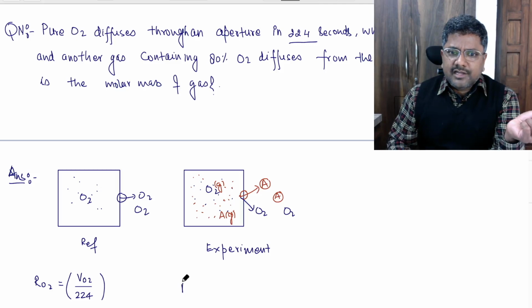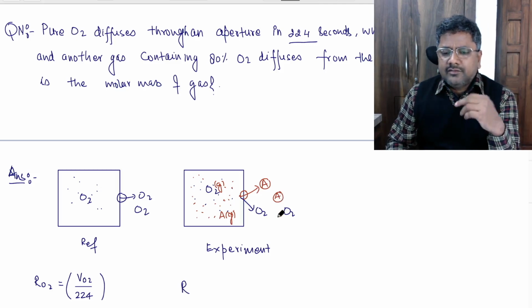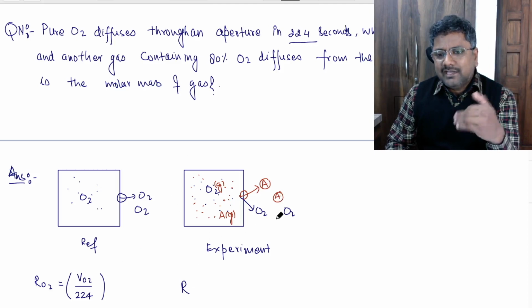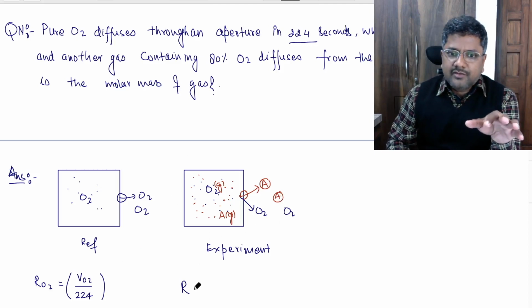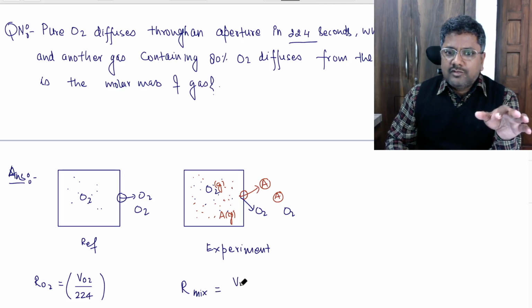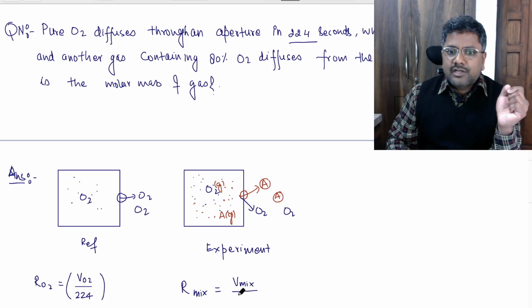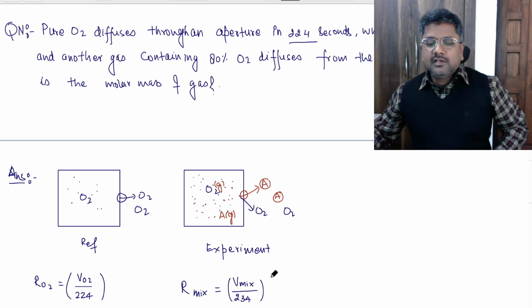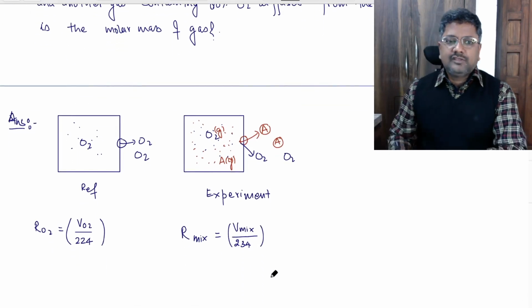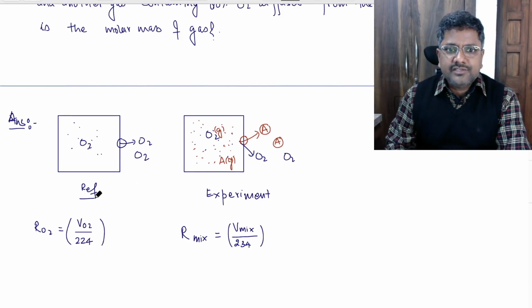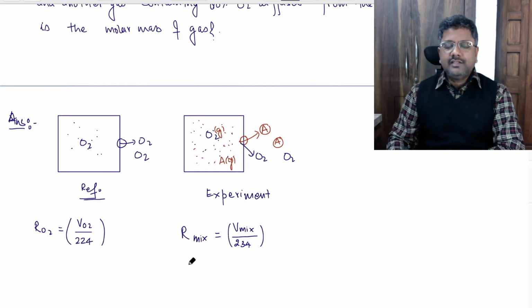And here what is the rate of oxygen, you can write rate of effusion of gas A or rate of the mixture. So definitely you have to write here rate of effusion of mixture is equal to volume effused out of the mixture divided by, this mixture has both A and O2, by 234 seconds, right? So now you have a comparison. This is reference, control, you can say. This is control and this is your experiment, right?